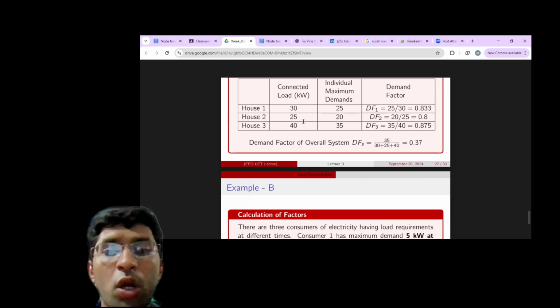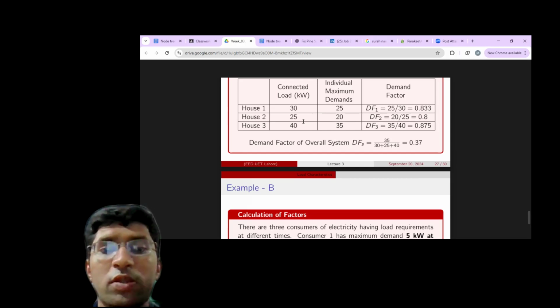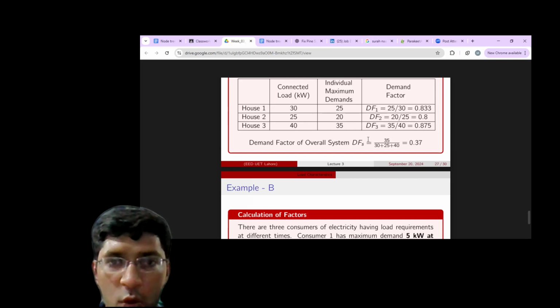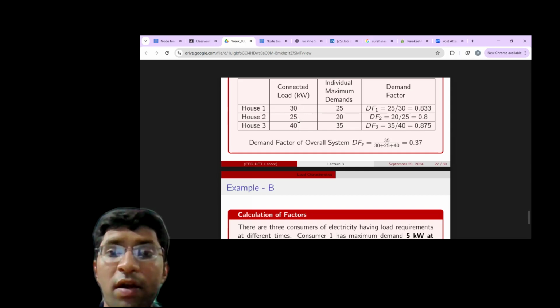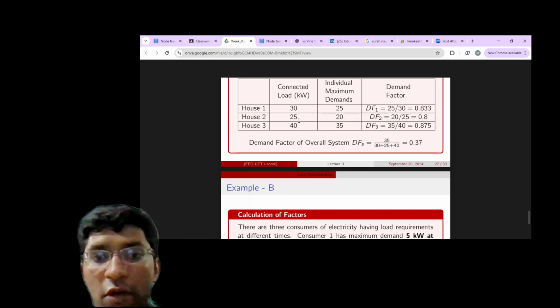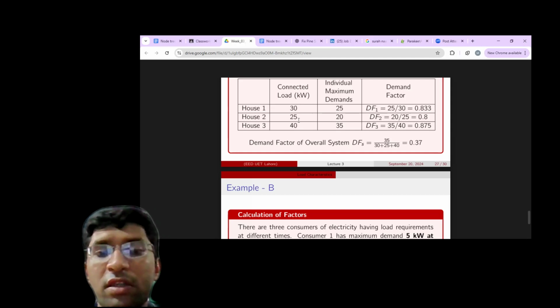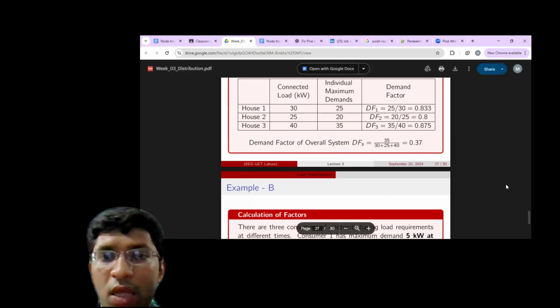House 2, connected load divided by individual maximum demand, you get 0.8. House 3, connected load divided by the individual maximum demand, you get 0.875. You add the individual maximum demands, 35 divided by the individual maximum demands, and you get 0.37. Now the question is how we have obtained 35. 30 plus 40 is 70, 70 plus 25 is 95. So we take a mean average, and this is how we get the 35 value.